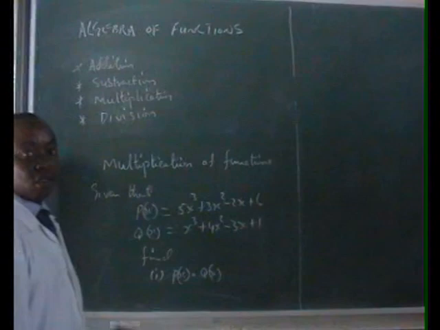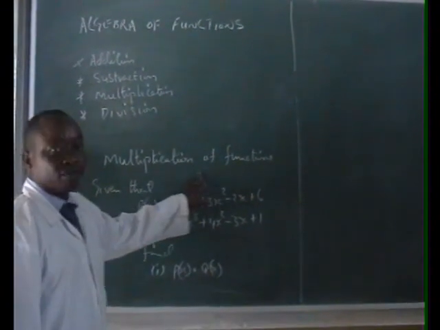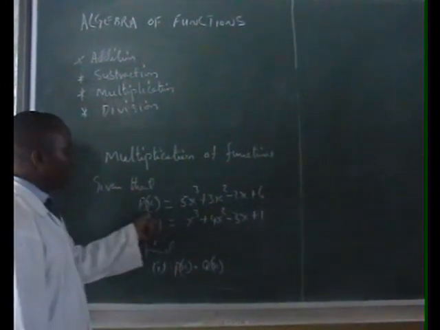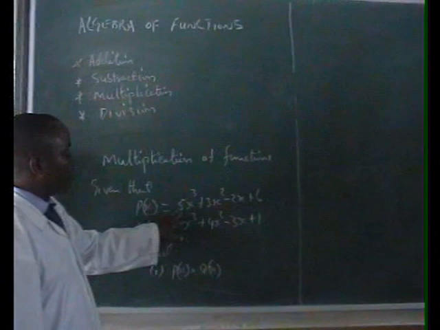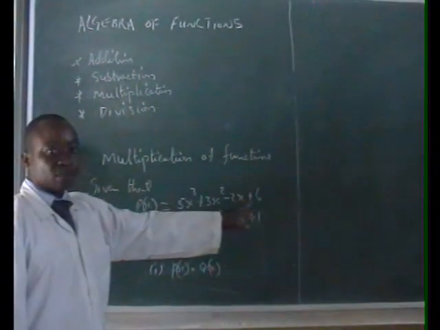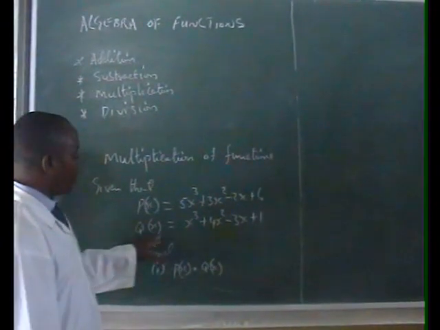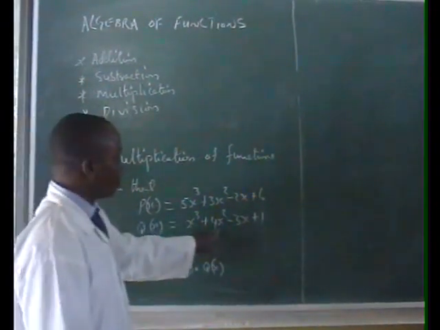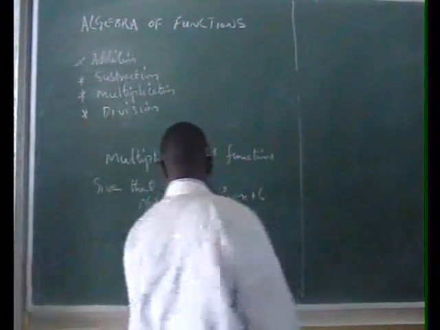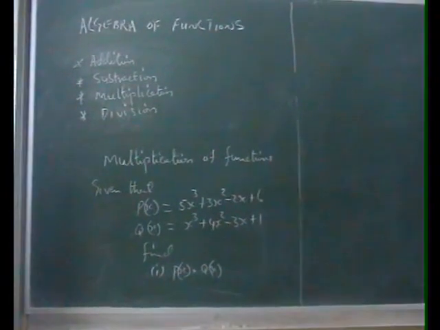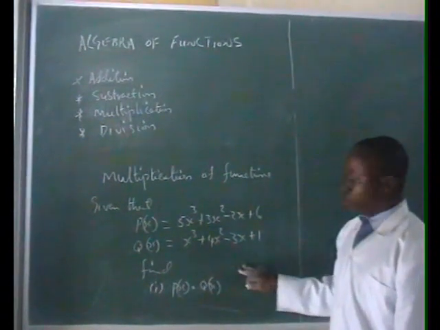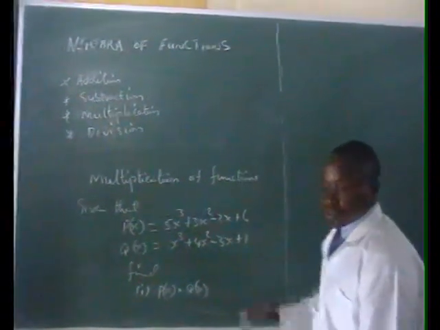Then compare this. So we are looking at multiplication of functions. Given that p of x is equal to 5x cubed plus 3x squared minus 2x plus 6. And we have that q of x is equal to x cubed plus 4x squared minus 3x plus 1. So we are going to find p of x times q of x. So in this way, we also have two patterns, I'm going to show how you can multiply these functions.